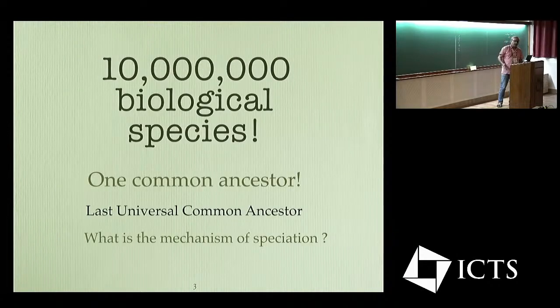There are 10 million or so biological species. We saw ants, mammals, whatever. If we believe some of the theories, they have one common ancestor. So the question is, how does so much diversity in nature occur? And what are the mechanisms for this speciation?